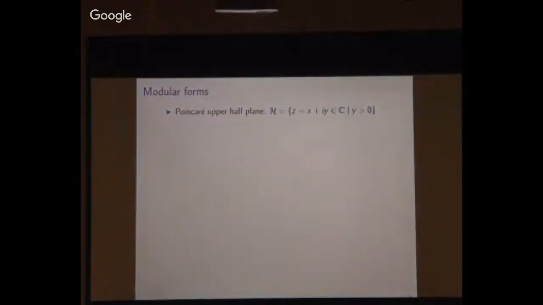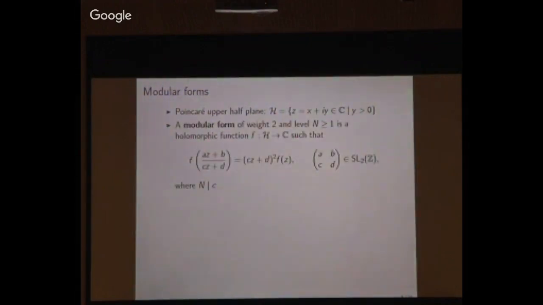Now we go to a crash course in modular forms. A modular form is going to be a holomorphic function defined on the Poincaré upper half plane, and it will satisfy lots of symmetries. So we take matrices A, B, C, D in SL2(Z), so the determinant is 1, such that N divides C. So now this N is called the level of a modular form. Here I say weight 2 because we can define modular forms for several weights, but in this talk we just work with weight 2 modular forms.